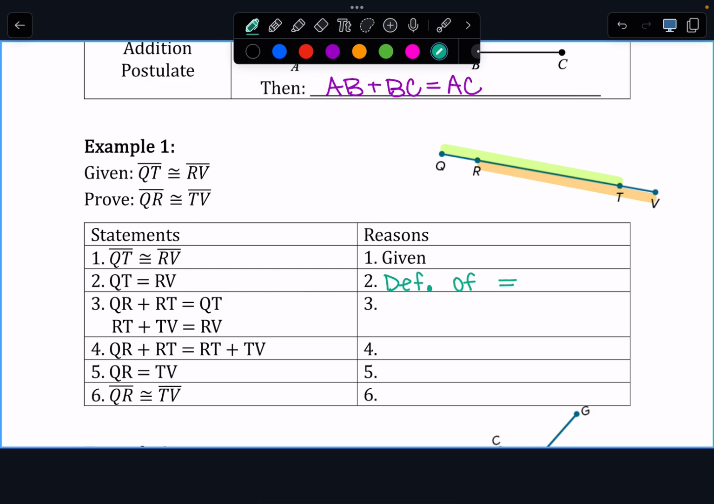And you know what? I'm feeling just a little bit lazy today. I'm going to write definition of congruent like this. Are you okay with that? Yeah. Okay.